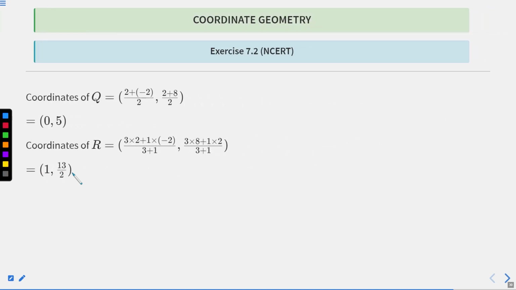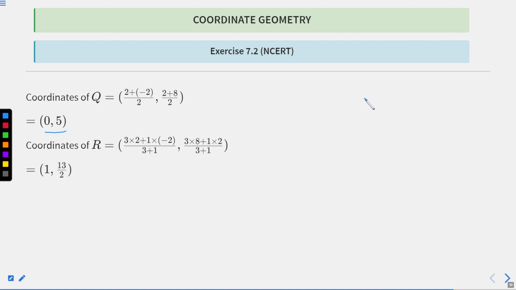Now for the next one, the coordinates of Q. Q divides the line segment in the ratio 1:1. So the coordinates of Q are (2 plus minus 2) divided by 2 comma (2 plus 8) by 2, and this is equal to 0 comma 5.